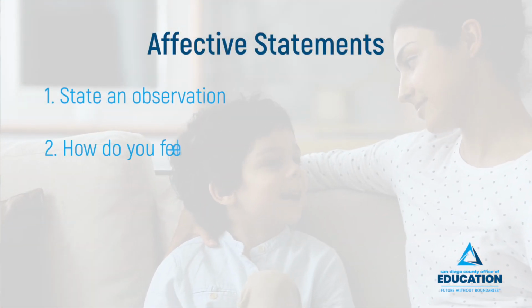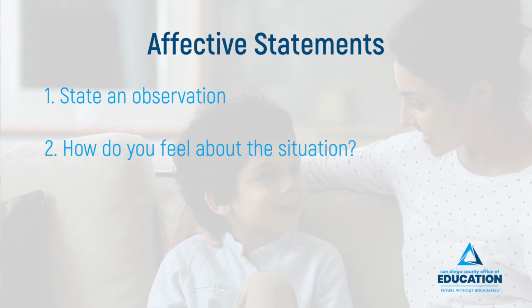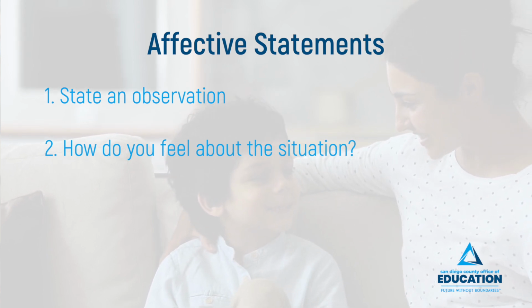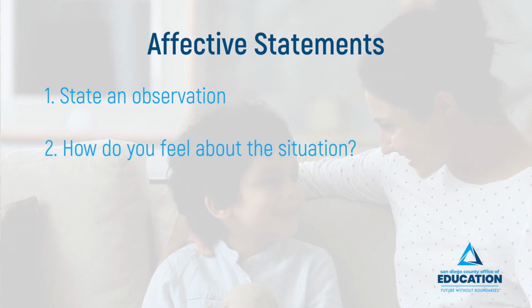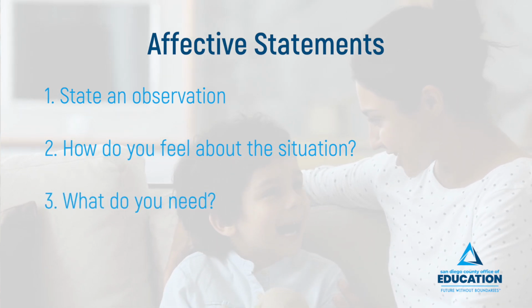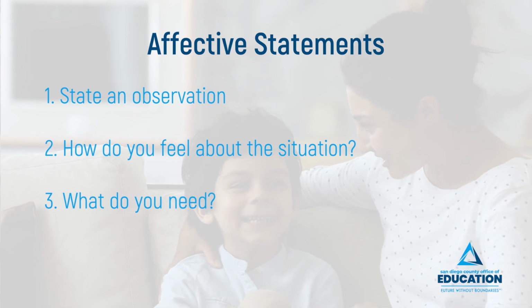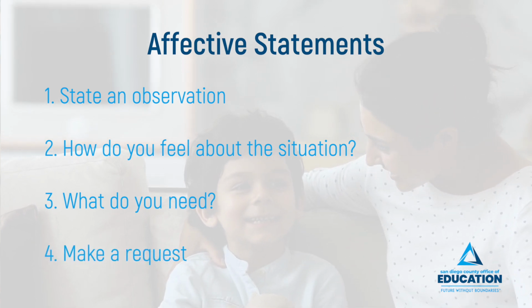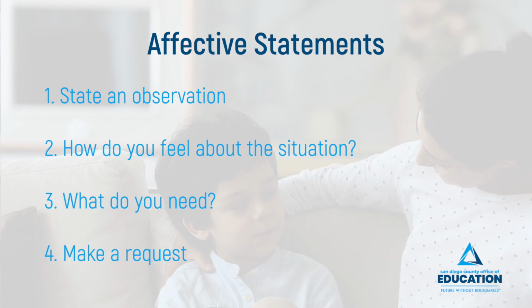Then state how you feel about the situation. Now, you are only speaking about your own feelings, not how you perceive that others are feeling in that moment. Then state what you need. What do you need to have happen as related to the behavior? Then lastly, make a request. What can the other person do?